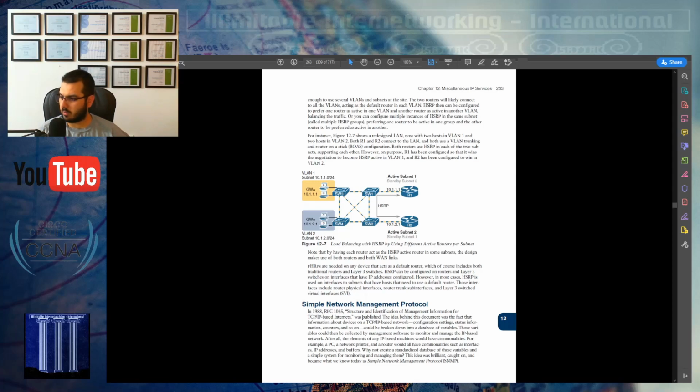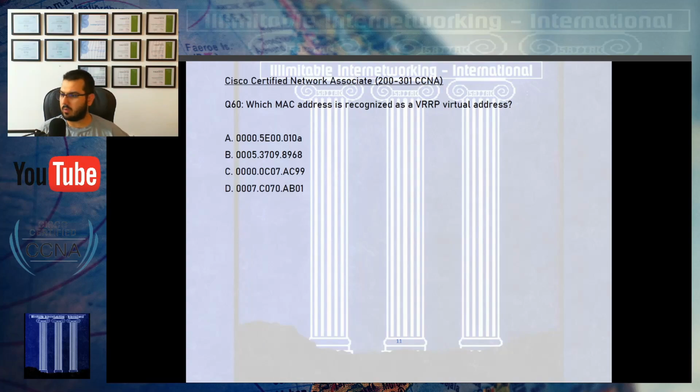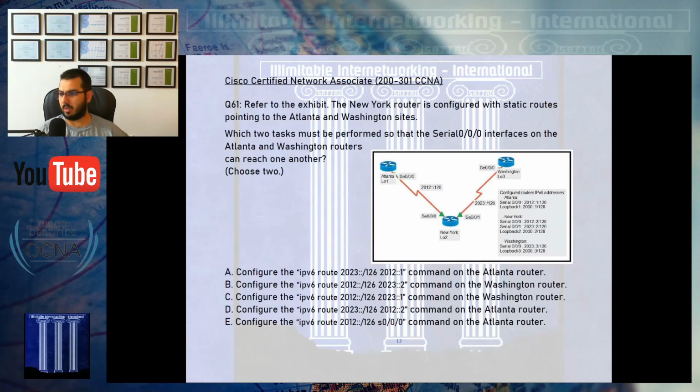Okay, then I will have to tell you that directly. You can use Google, of course, but I'll have to tell you that it's the one with the zeros and 5E. I can memorize it from the 5E in the middle. So I will go with A, the 4 zeros, 5E 00010A. This is the virtual MAC address of VRRP. HSRP is different. The system will create a virtual MAC, but the virtual IP you will assign yourself to both the routers.